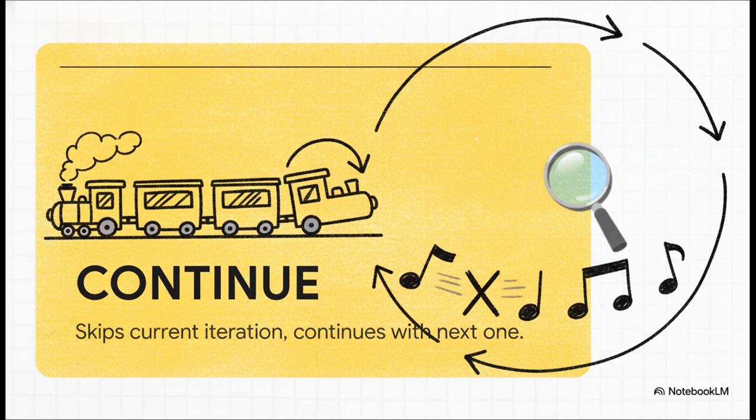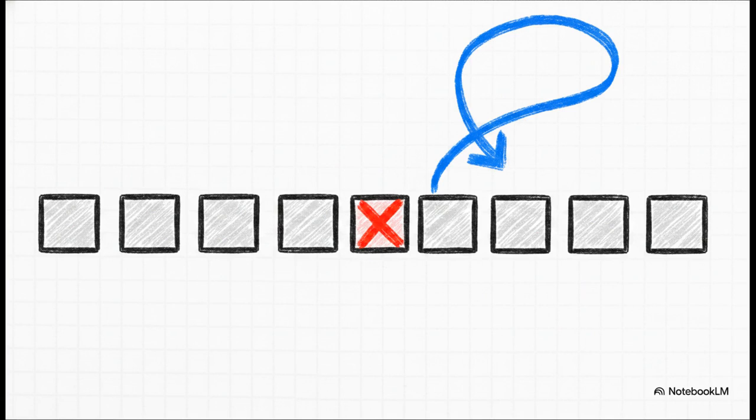Now let's look at its sibling, continue. Unlike break, the continue statement doesn't derail the whole train. Instead, it simply skips the current iteration and immediately continues with the next one. It's a really quick, breezy way to skip a single beat, to bypass one specific item without ruining your entire loop structure. Observe the output carefully on this one.